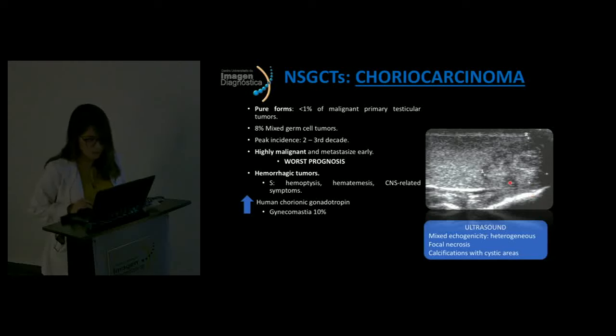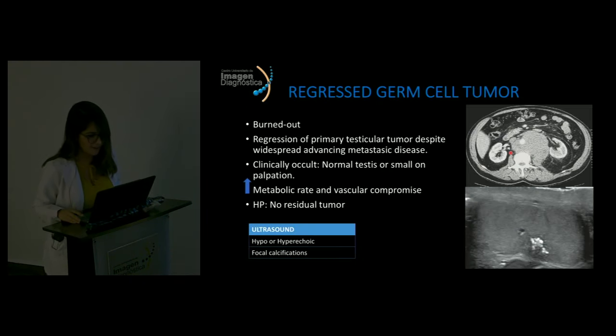Heterogeneous mass with focal necrosis, and this is related to the hemorrhagic characteristics of this kind of tumor. They can also be associated with calcification within them and with cystic areas. This is not the case, but they said in the literature that they have a very similar appearance to other NSGCT tumors.